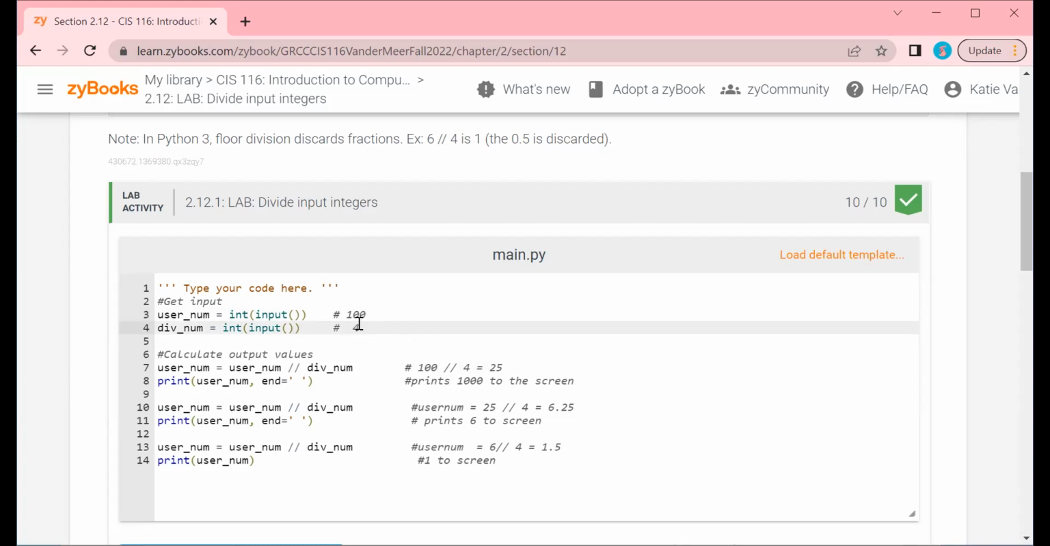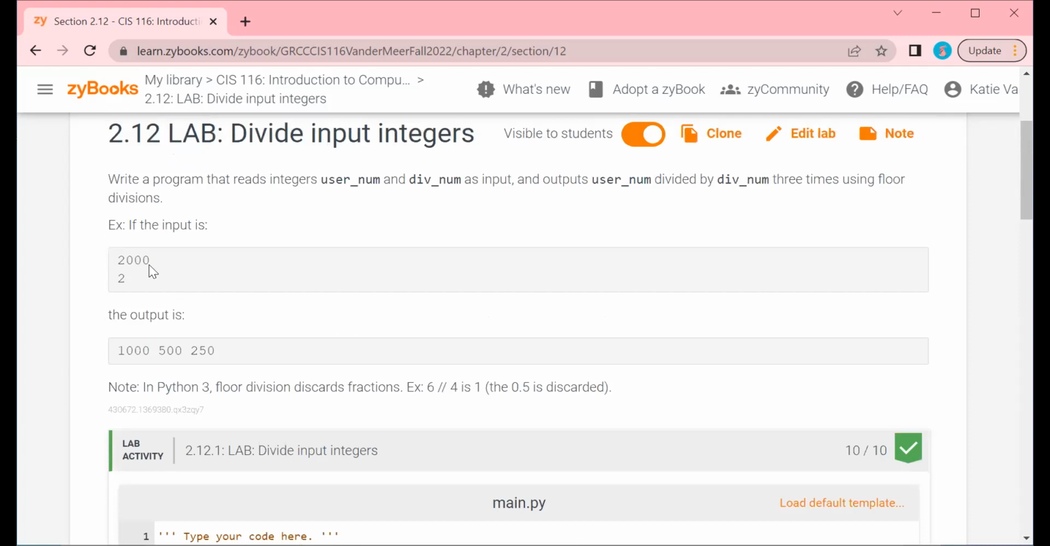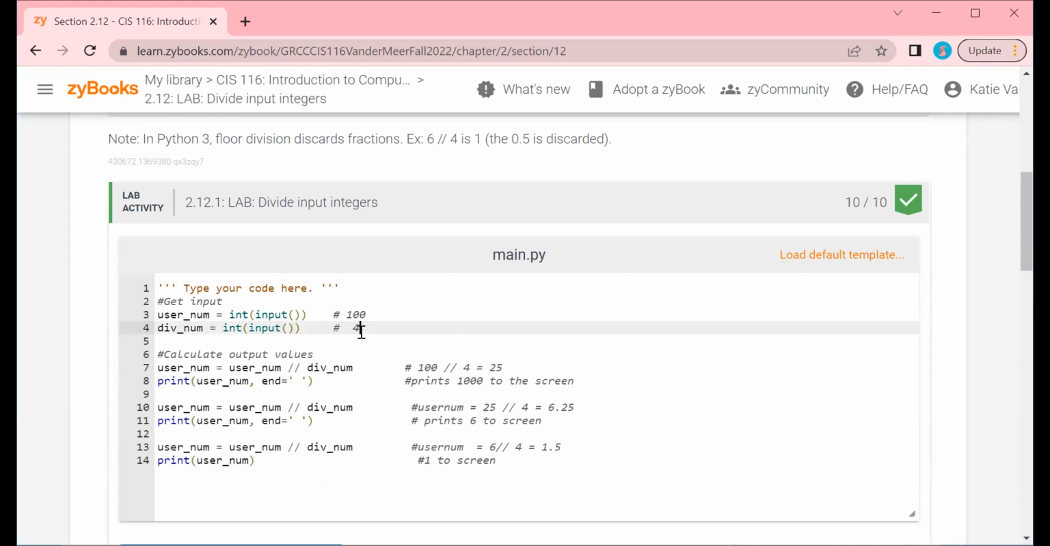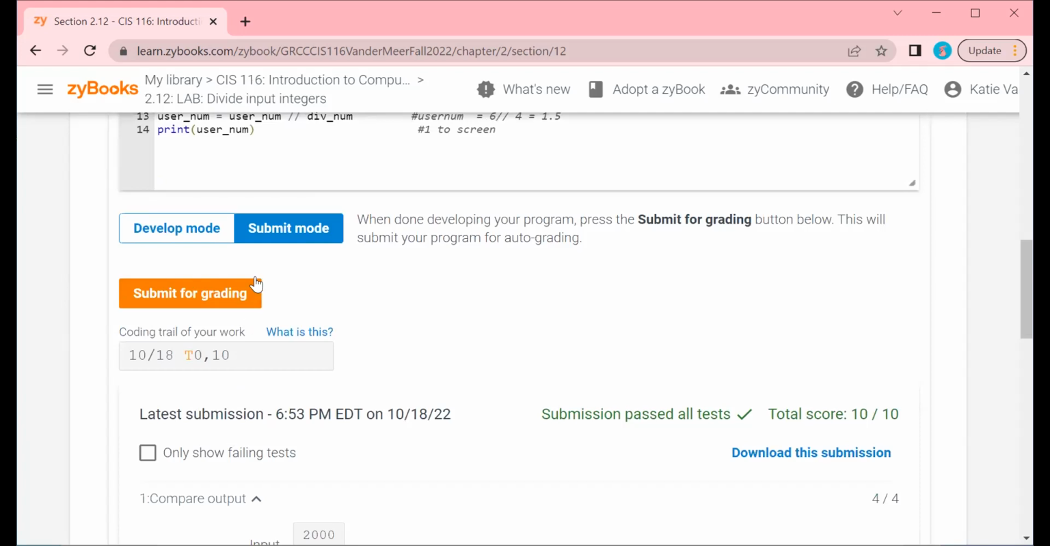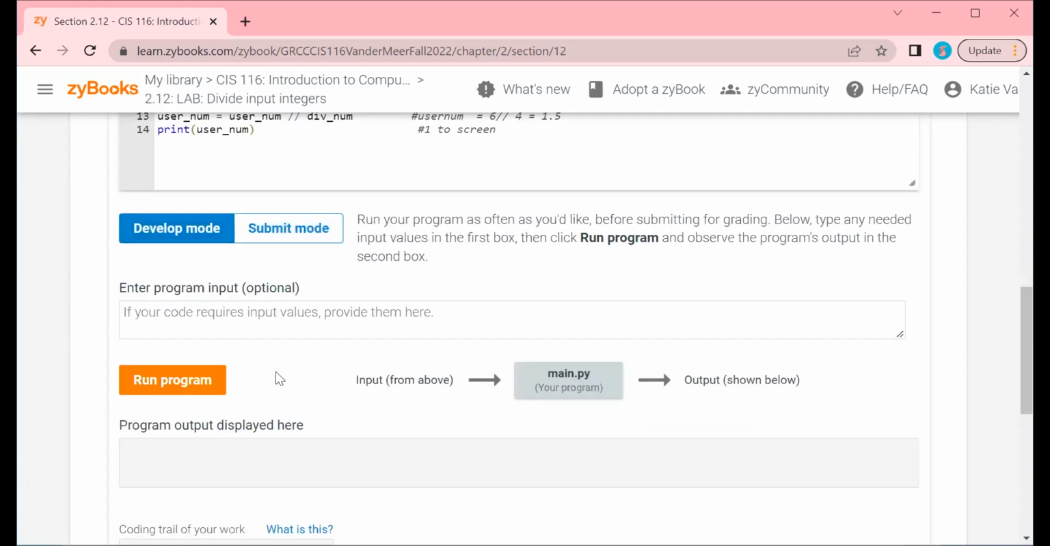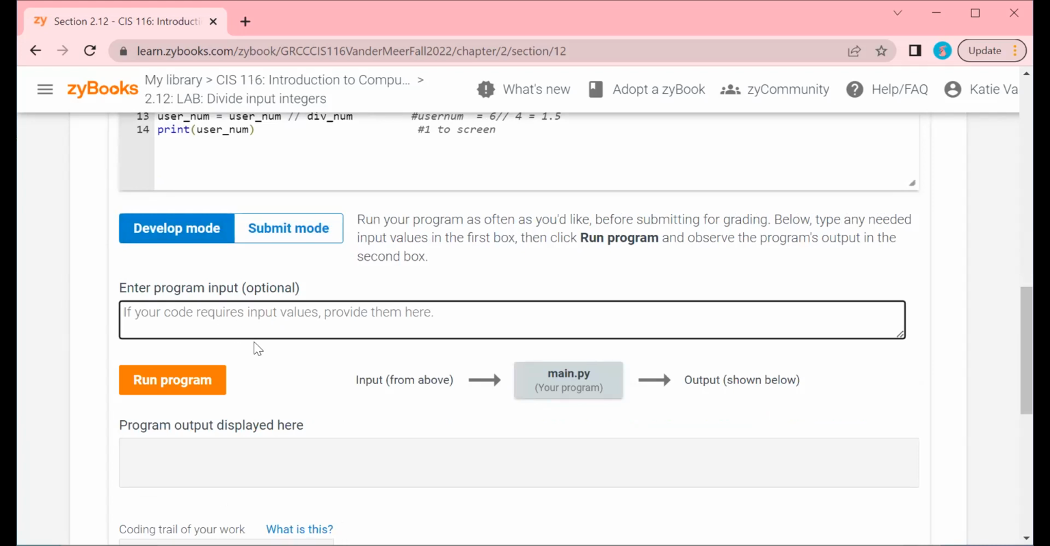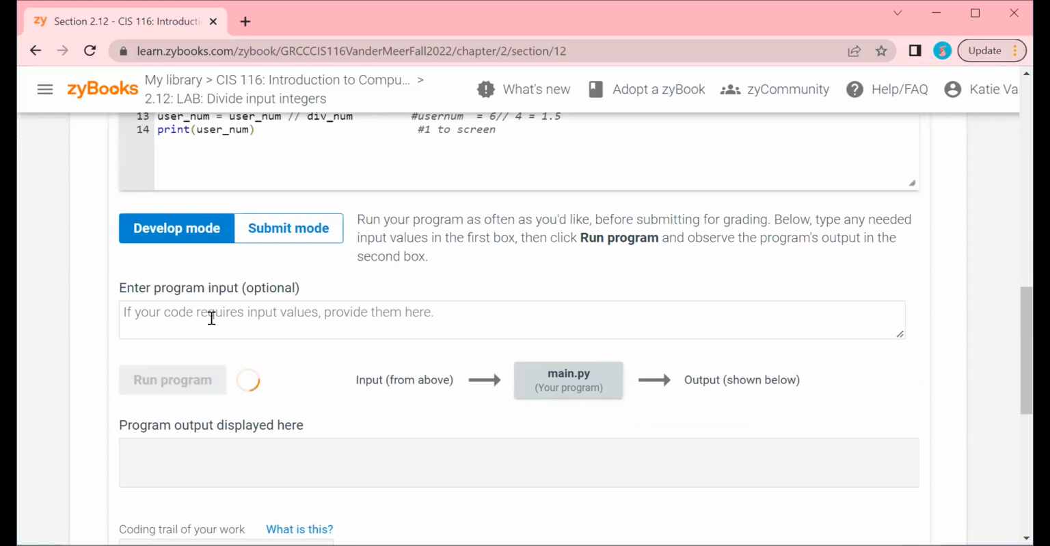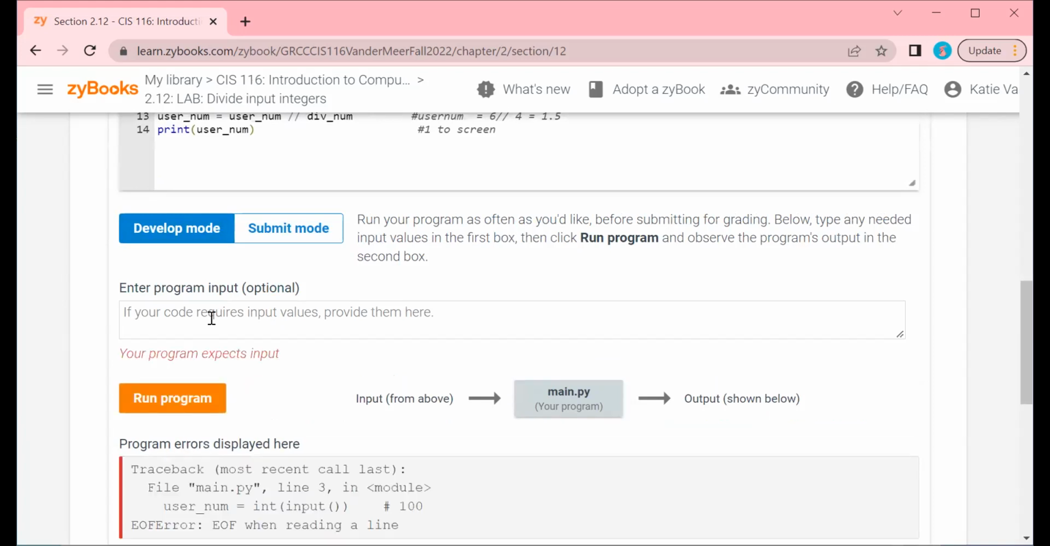Can I interject? Yeah. So sometimes Zybooks has an input box below. Yes, there. Enter program input, optional. Now, sometimes they are present and sometimes they are not. In this instance, it's present. That just confuses me so much.